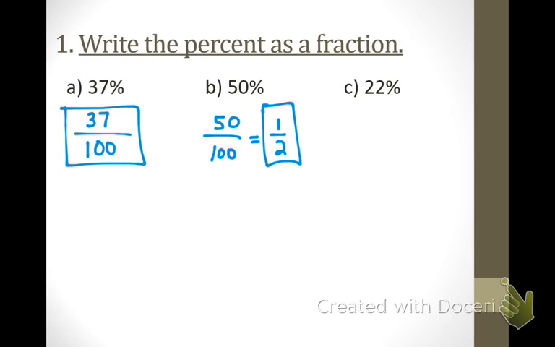Let's go on to the last example here for problem C. Once again, 22, we're going to put it over 100. When I look at that, I can see they can both be reduced, or divided, by 2. So if I divide by 2 on top and bottom, I'm going to get 11/50. So 22% is the same thing as 11/50.